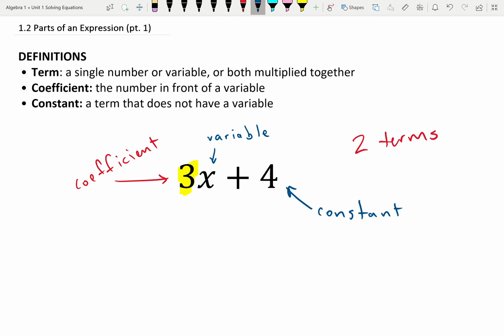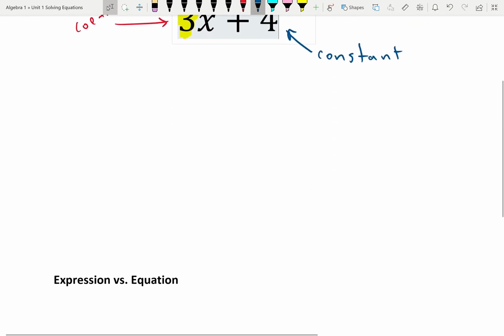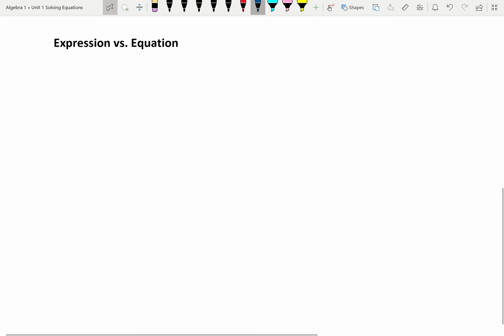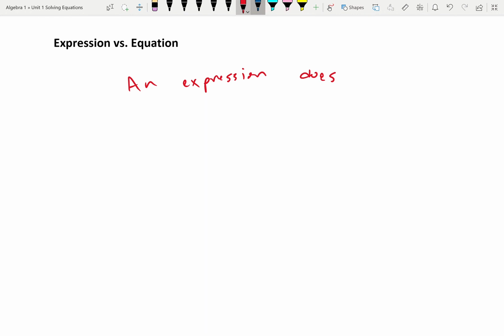All right, so you might hear me say expression, equation, and you might be asking, well, what's the difference between an expression and an equation? All right, well, an expression, pardon the terrible handwriting, does not have an equals sign, okay? An equation does.